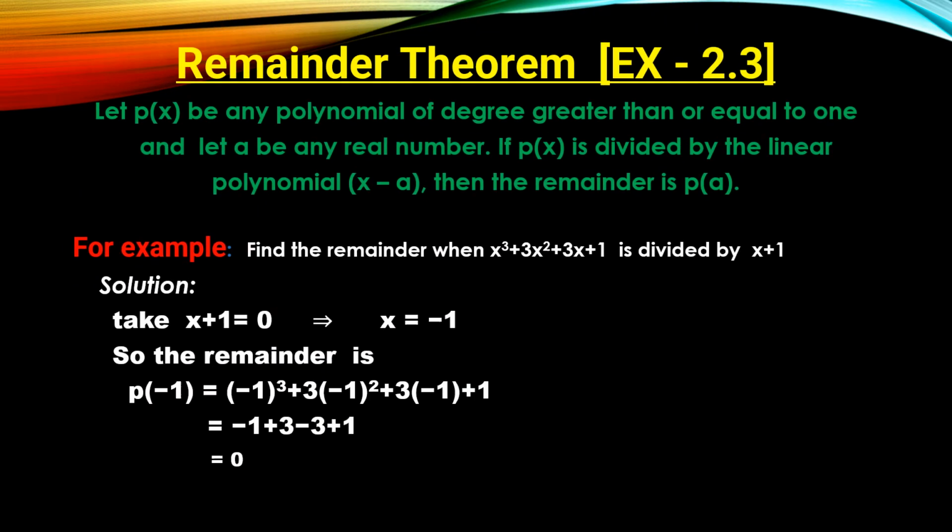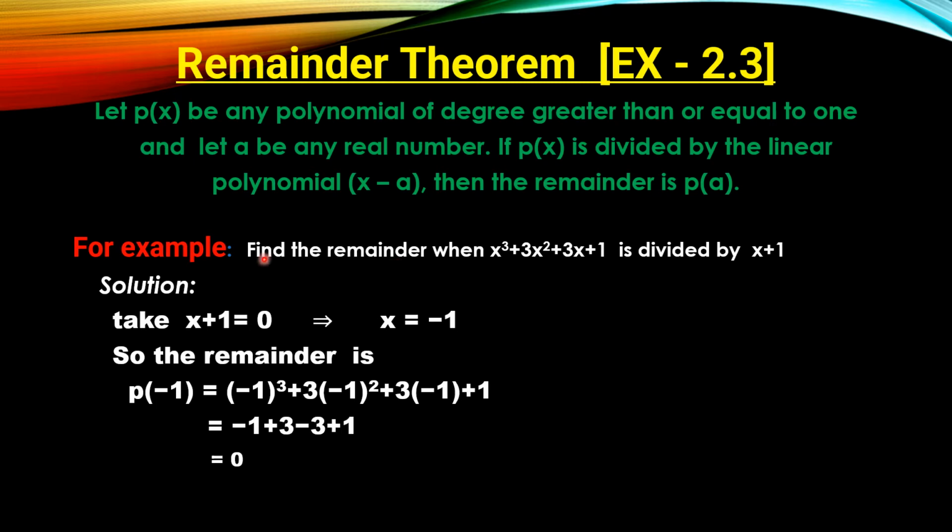In exercise 2.3, we will study the remainder theorem. Let p(x) be any polynomial of degree greater than or equal to 1 and let a be any real number. If p(x) is divided by the linear polynomial x minus a, then the remainder is p(a). So to find the remainder, we have to find p(a) only.